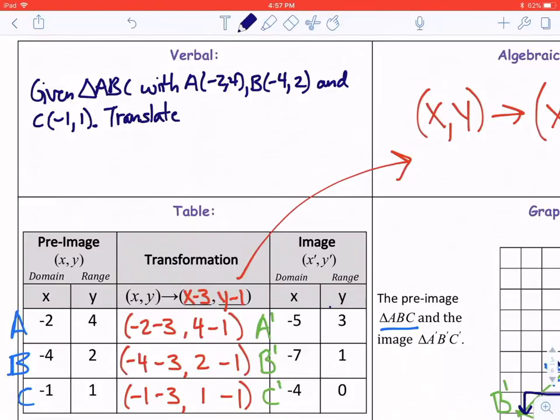If they're given this particular triangle, they need to translate this triangle ABC down 3 units. Excuse me. Whoops. Left 3 units. And down 1 unit.